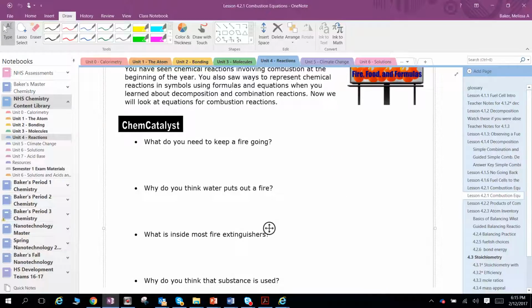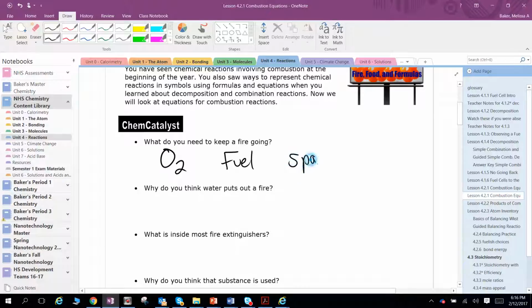So first we talked about how combustion means fire, and what exactly you need in order to keep a fire going. In order to keep a fire going, you need oxygen, you need fuel, and you also need a spark of some sort.